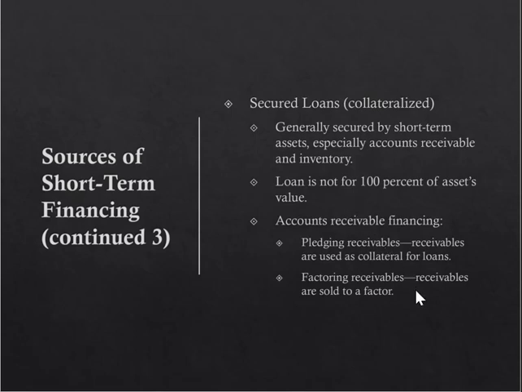The other thing you could do is factor your accounts receivable, which is you sell the accounts receivable to another company to collect, and you get a cash advance on those. This could be recourse or non-recourse. If it's non-recourse, if the factor doesn't collect, you don't have to pay. For recourse, if the factor doesn't collect, you may have to pay the amount that was advanced back.